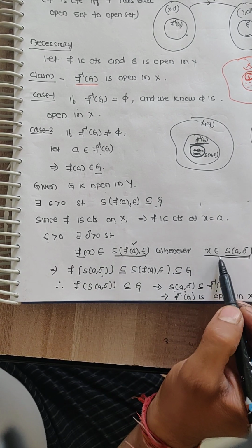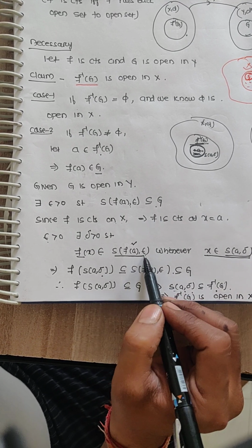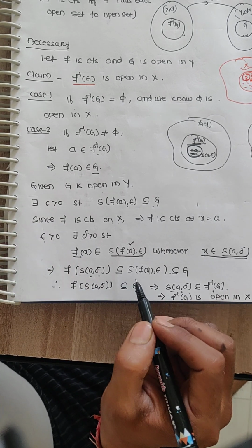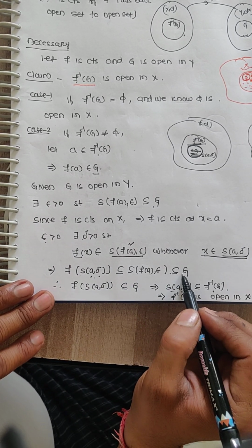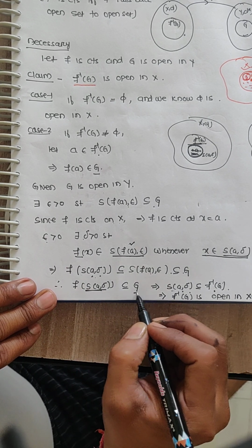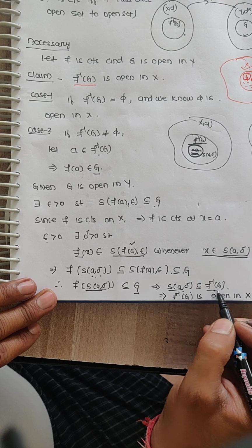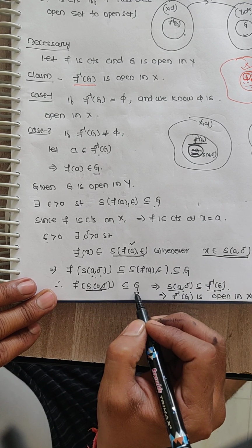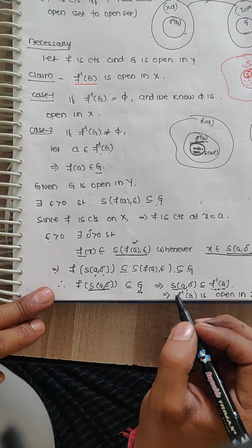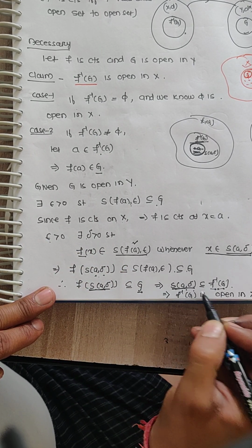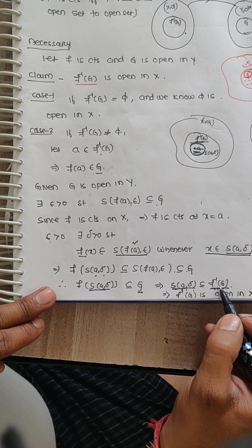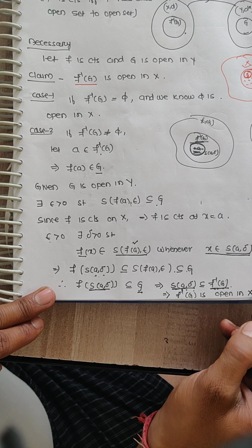So the set of image points is contained in this ball, which is contained in G. This implies the image of this delta ball is in G, so this ball must be in f inverse G, meaning the image of every point is in G. What is f inverse G? It is the collection of pre-images, so S of A delta must be in f inverse G. So we have a neighborhood of A contained in f inverse G. So f inverse G is open in X.